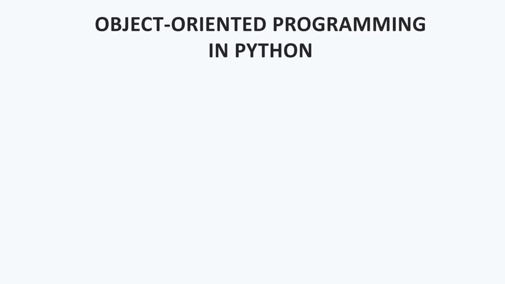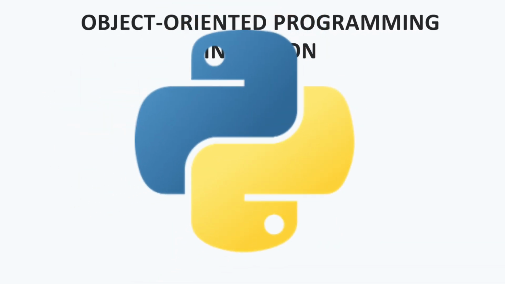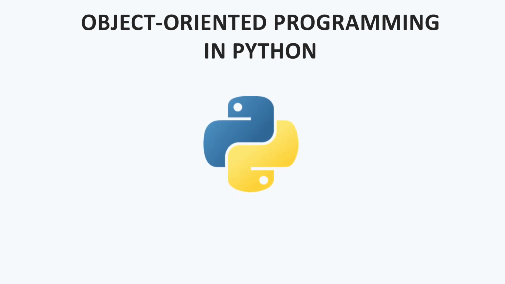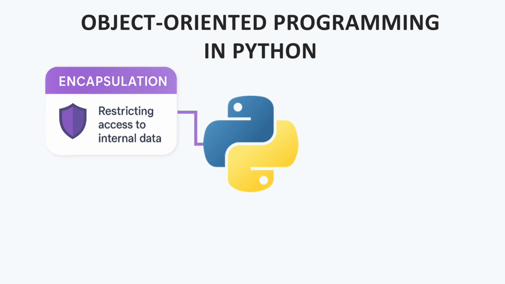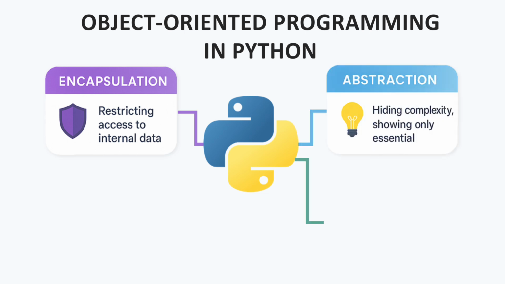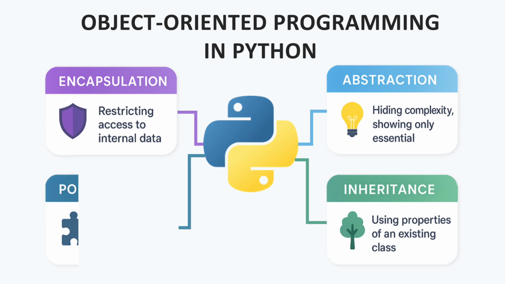Welcome to this comprehensive tutorial on object-oriented programming in Python. Object-oriented programming is mainly built on four core principles, namely encapsulation, abstraction, inheritance, and polymorphism.